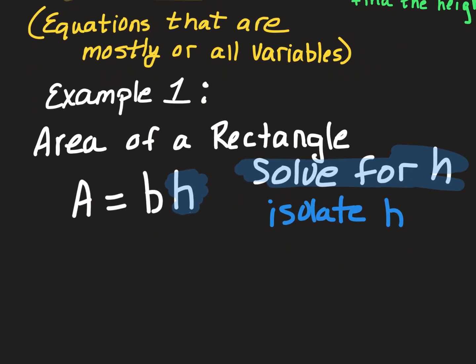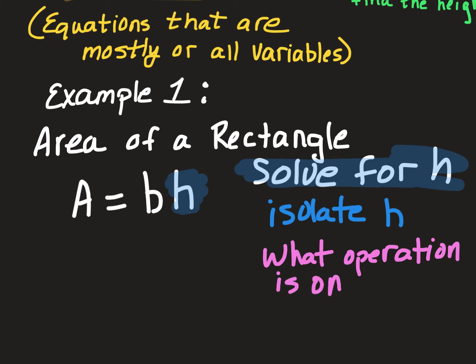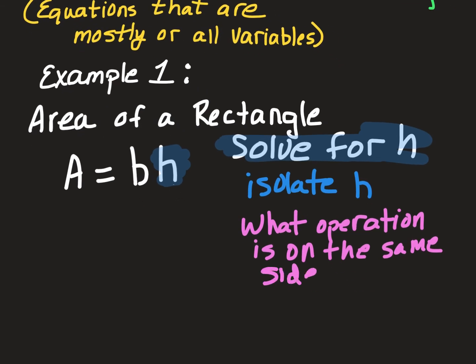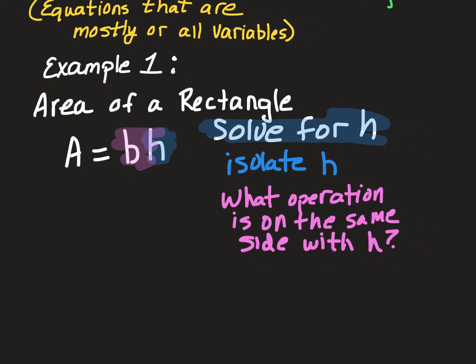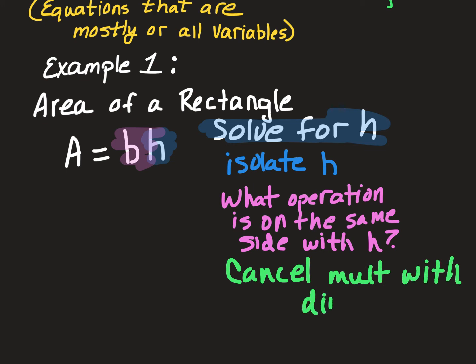So you need to ask yourself the question, what operation is on the same side with the h? What is the operation that is on that side? Mikey already said it. You stole my thunder. That's multiplication, right? Because the base is sitting next to the height. How do you cancel out multiplying by? Dividing. Exactly. So cancel multiplication with division.